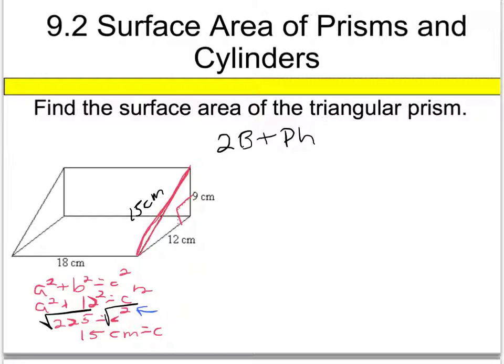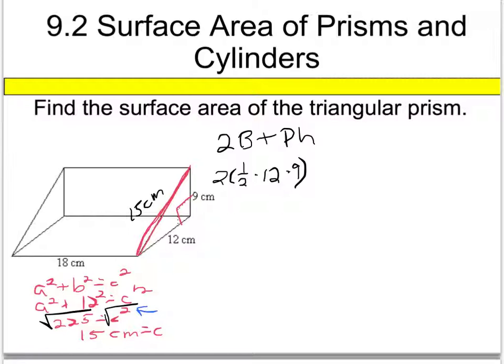All right, hopefully you got that one figured out. We'll check it out now. 2 times the area of our base. Well, our base is a triangle. So how do we find the area of a triangle? You're right, half times base times height. So when we plug in, we have 2 times, again, half times base times height. Half, our base is going to be 12. Our height on that triangle, not on the prism, on the triangle, is 9.